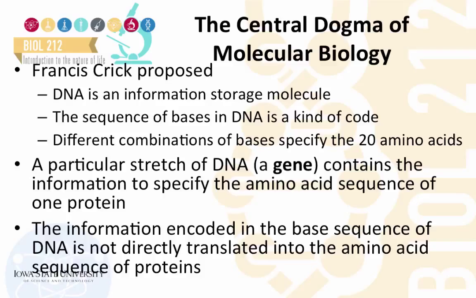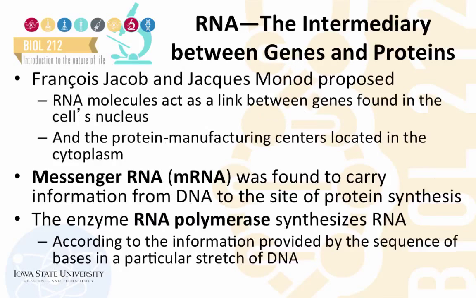The information encoded in the base sequence of DNA is not directly transferred or translated into an amino acid sequence of proteins, but something happens between DNA to when it becomes a protein that needed to be figured out. It was Francois Jacob and Jacques Monod who proposed what happens to the information between DNA and proteins. They proposed that RNA molecules were the ones that acted as a link between genes found in the cell's nucleus and the protein manufacturing centers located in the cytoplasm.